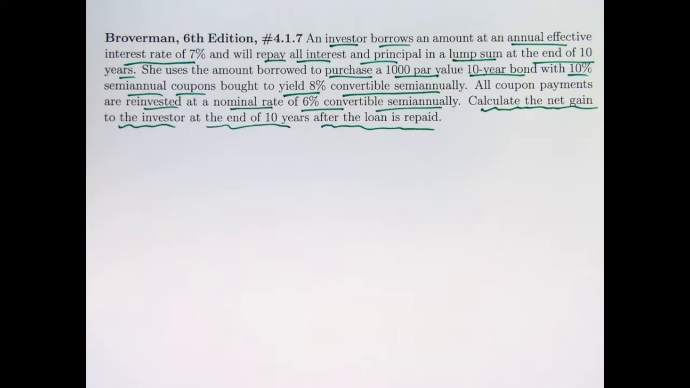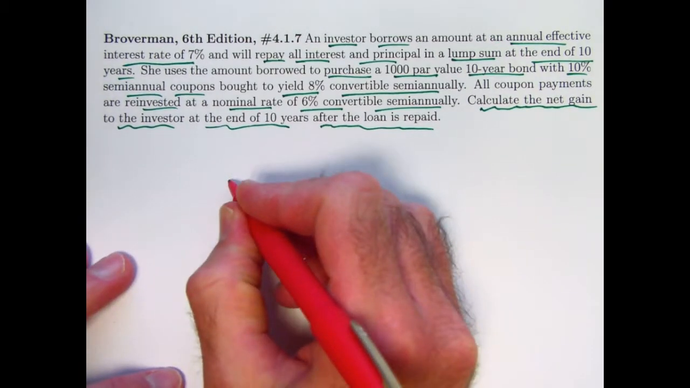I think I'd like to think about the bond first, like what is its price? Evidently, the loan amount is the same as the price. Now, theoretically, the investor could also borrow more than that, but that's the only part that's relevant for the problem itself.